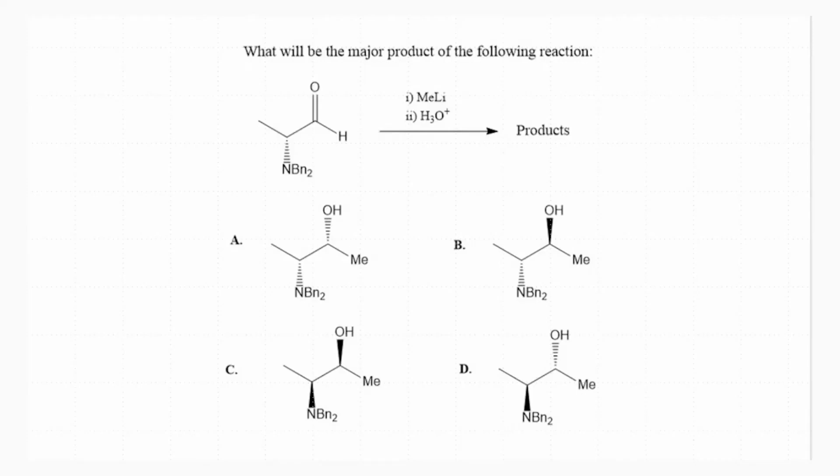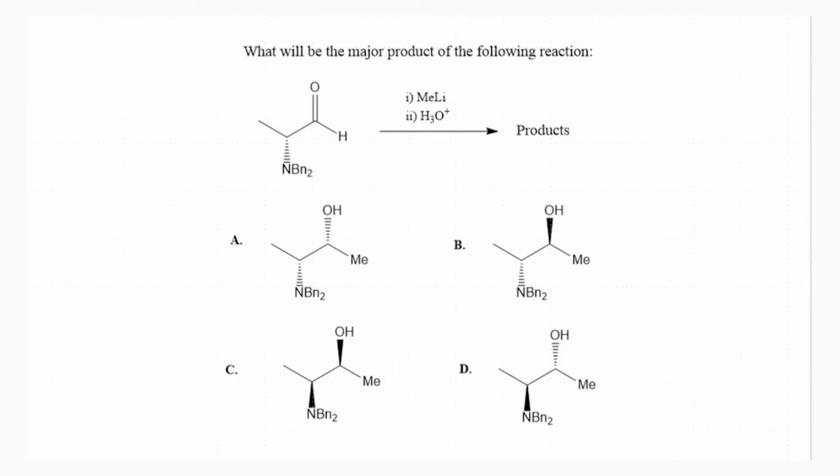So in this question, what we're going to look at is trying to predict the products that are formed. For the following aldehyde, what would be the major product that is formed when you add, as the first step, methyl lithium, and then as the second step, you add a source of acid. There are four choices given here, and we need to figure out what the correct product is.